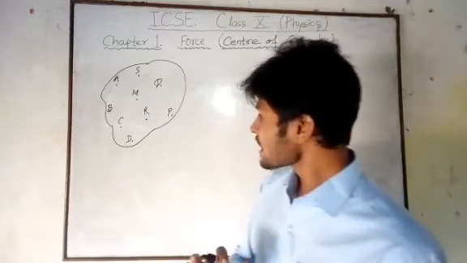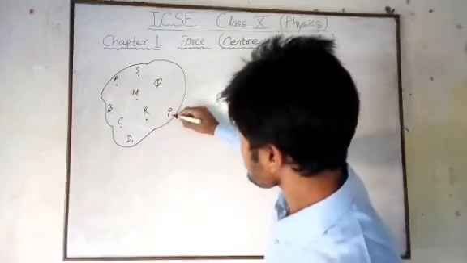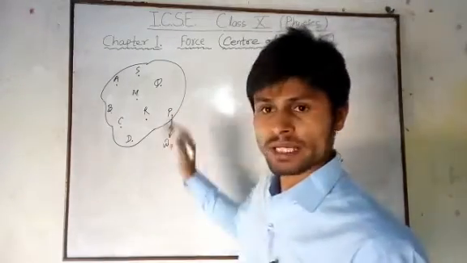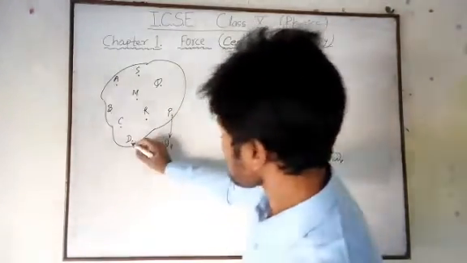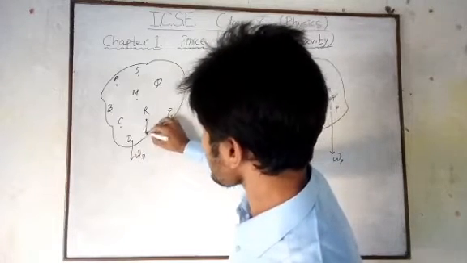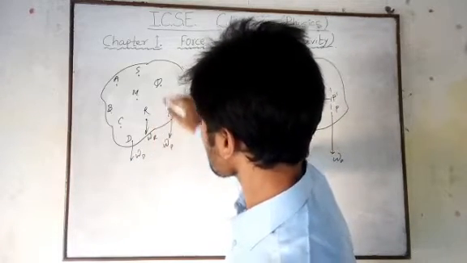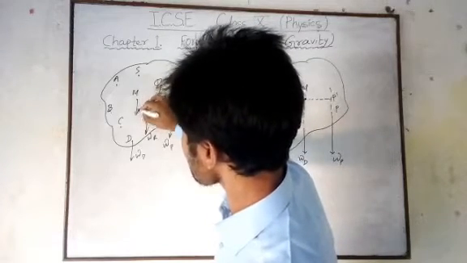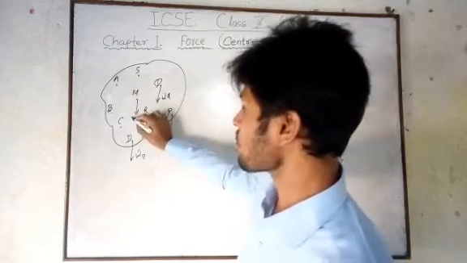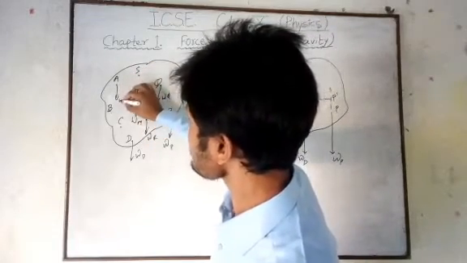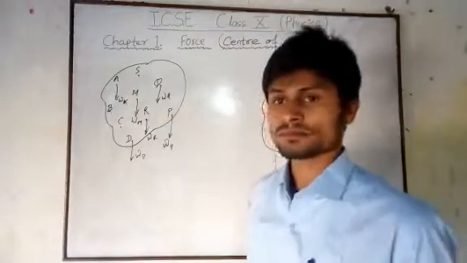So let us consider that this P, which represents a particle, has the weight WP. This D has the weight WD. In this way, this R has the weight WR, this Q has the weight WQ, and this M has its own weight WM. So in this way, all the particles have their own weight.